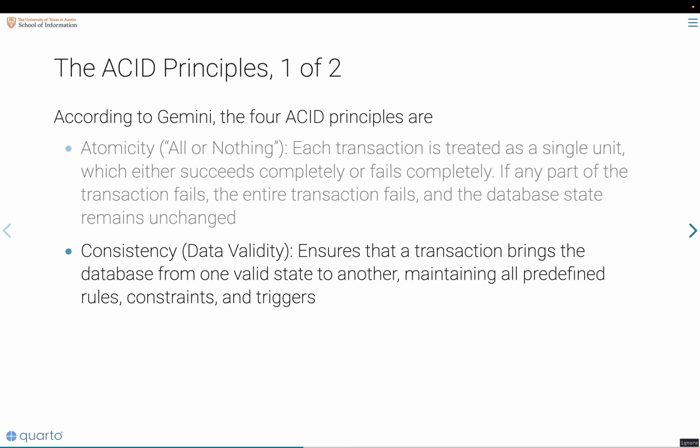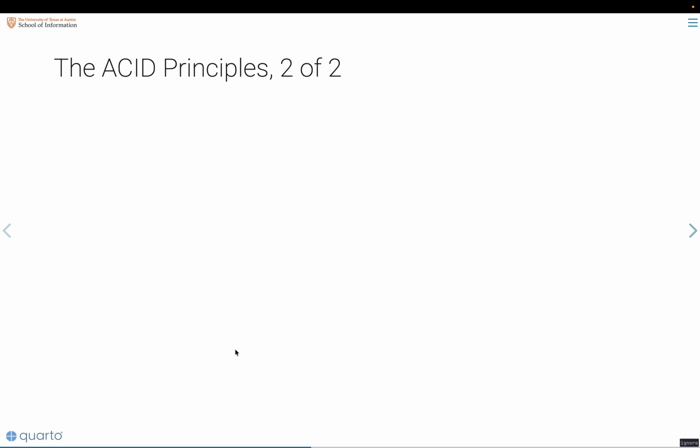The second principle is consistency, that ensures that a transaction brings the database from one valid state to another so that there are no invalid states reached in the database. A transaction doesn't create an invalid state through disobeying rules, constraints, or triggers. We're not dealing with triggers in this class.